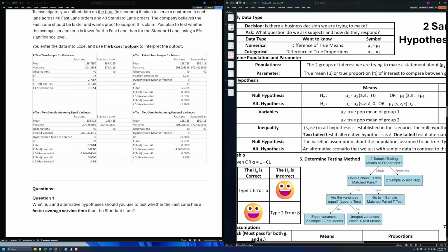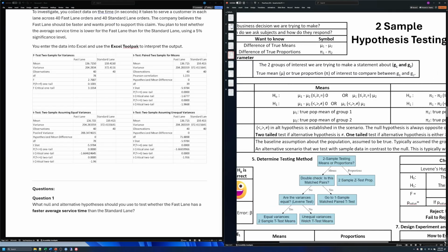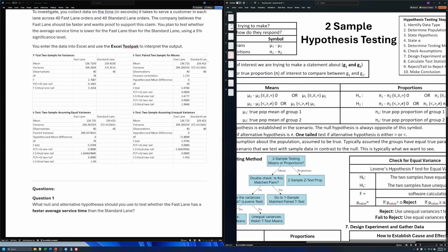And we know that we're dealing with means. There's two ways we can visualize this. I'm going to look at the left-hand side. We're going to say mu1 minus mu2, less than 0, because I want to say that the fast lane has a shorter time. A small number minus a larger number is going to give me a negative number, so this is going to be less than. If this is going to be less than, then the null hypothesis, as it says right below here, is always opposite of the symbol in the alternative hypothesis. So if I have a less than symbol here, I want a greater than or equal to here.